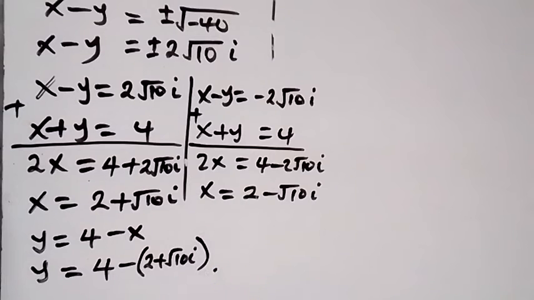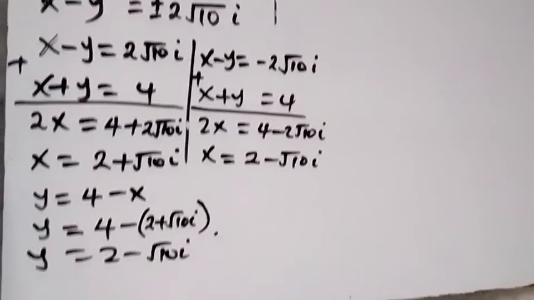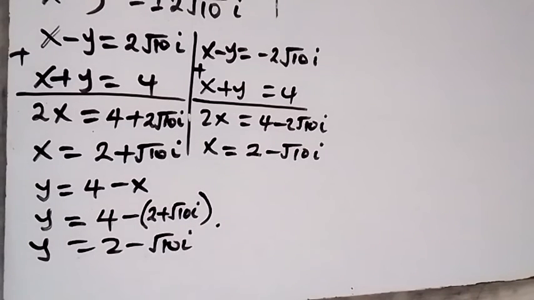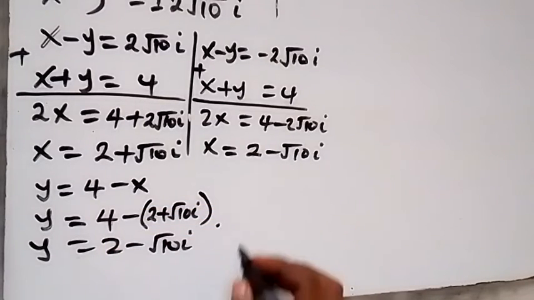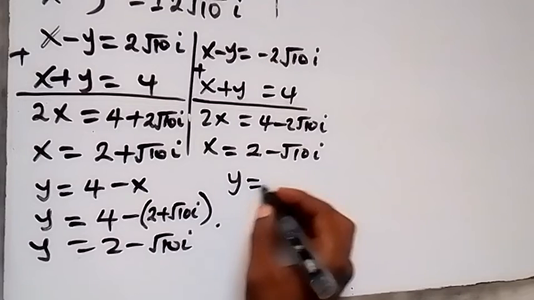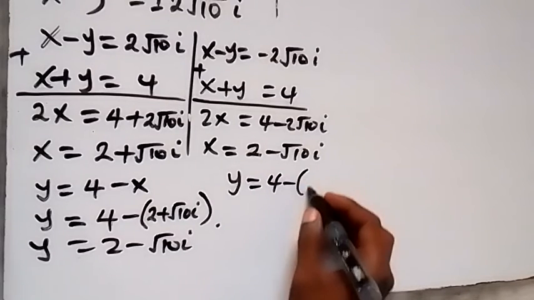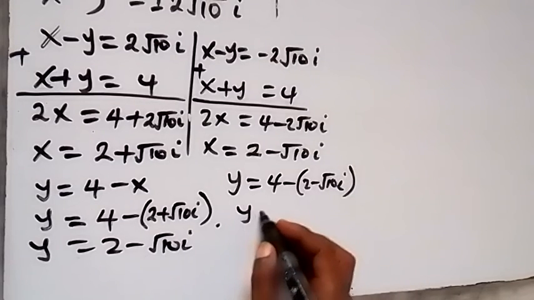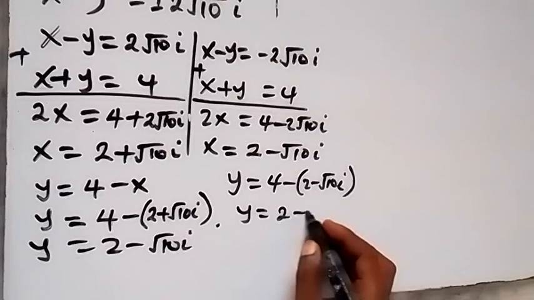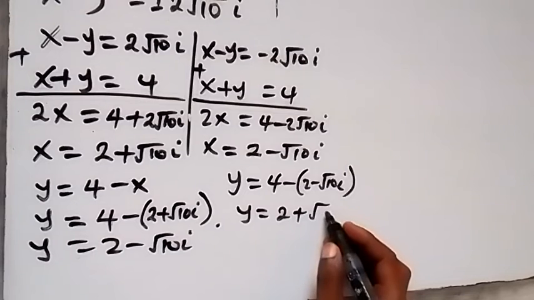So when we subtract, we have 4 minus 2. That's 2, then minus root 10i. So y for this case is 2 minus root 10i. So we have x, we have y. Then also for this side, from y equals 4 minus x, y will then be equal to 4 minus (2 minus root 10i). And then y now gives us 2 plus root 10i here.